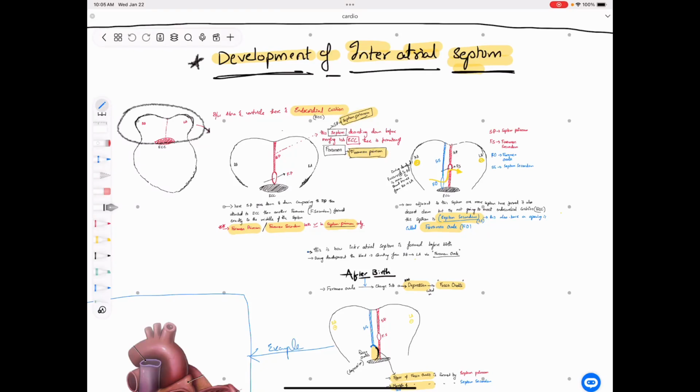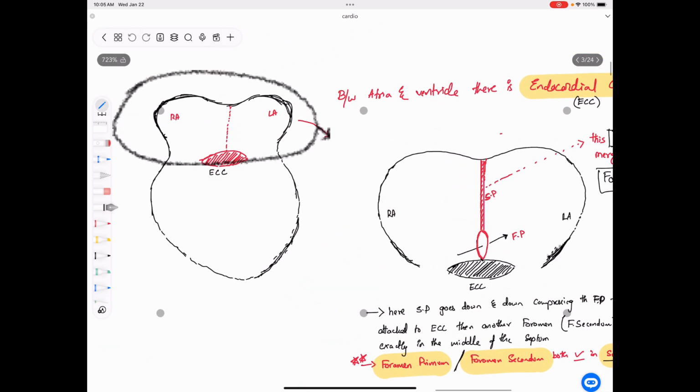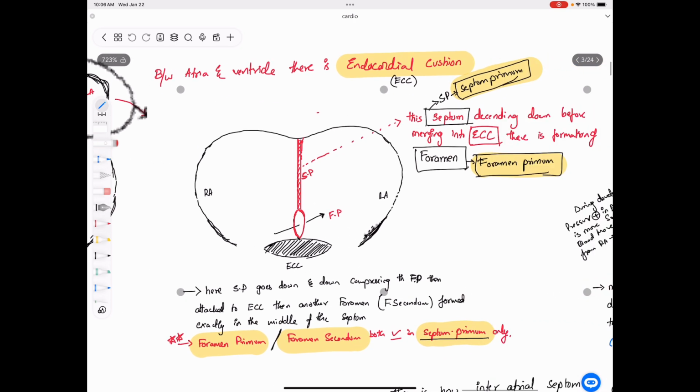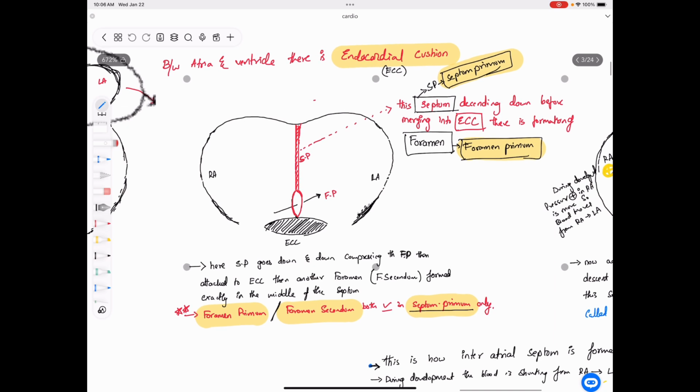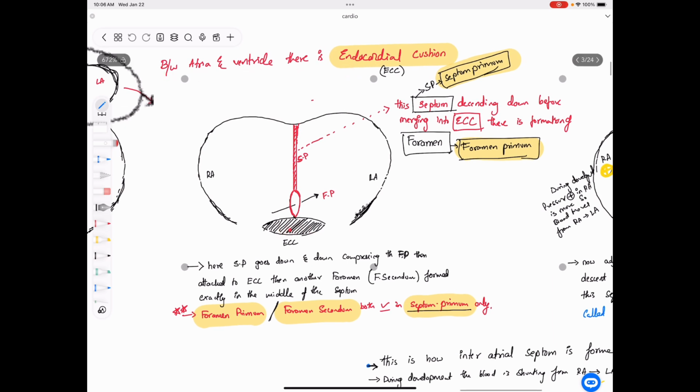Hey guys, let's talk about development of interatrial septum. So see here, this is right atrium, this is left atrium. We'll see this whole diagram here in a zoomed way. So in between the atria and ventricle there is endocardial cushion. This is endocardial cushion. So first of all we'll talk about formation of septum primum.